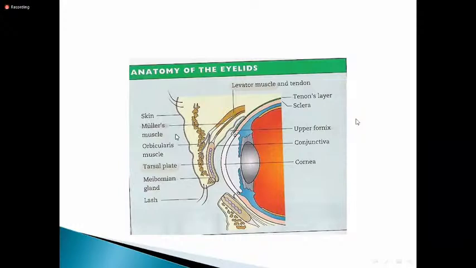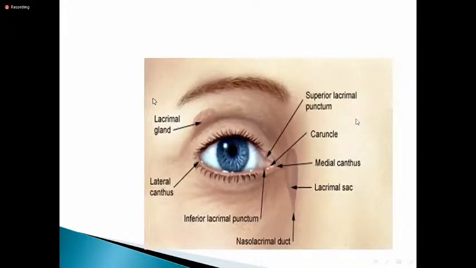Attached to the levator muscle is the muscle I was calling Müller's muscle, which is a smooth muscle supplied by sympathetic nerves. It's not a very strong muscle, but it is responsible for about 2 millimeters of the eyelid opening. When somebody has a condition like Horner's syndrome, they develop ptosis of about 2 millimeters because of the sympathetic innervation problem. Of course, you know the eyebrow. You know the lashes, you can see the lashes there.